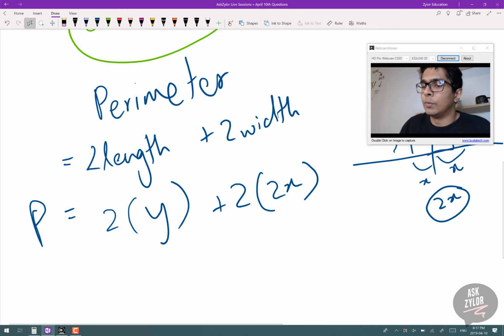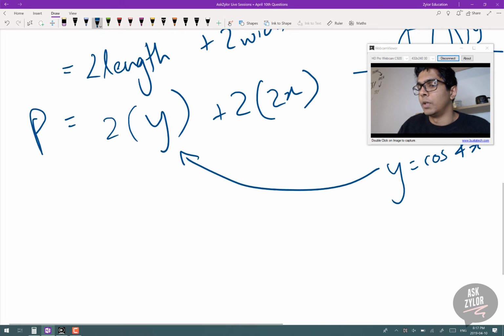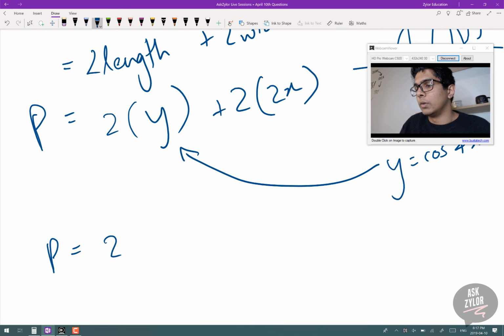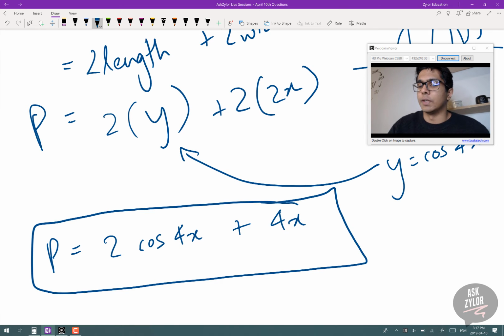But I don't want two variables, so I'm going to write my y in terms of x. So my equation was y is equal to cos 4x. I'm going to replace that in my perimeter equation. So it's going to equal 2 times cos 4x plus 4x. So this is my equation that I'm trying to optimize.